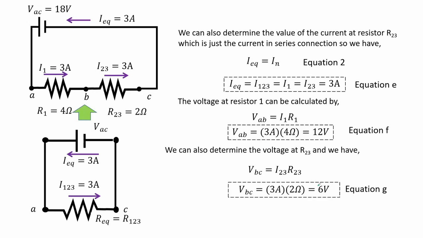We can also determine the value of the current at the combined resistor 2 and 3, which is just the current in series connection, so we use equation 2. And it is about 3 amperes as shown in equation E. The voltage at resistor 1 is done by using Ohm's law, and it is 12 volts as shown in equation F. We can also determine the voltage at the combined resistor 2 and 3 by using Ohm's law. We see that it is 6 volts as shown in equation G.